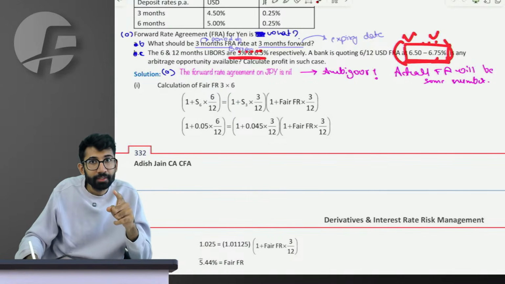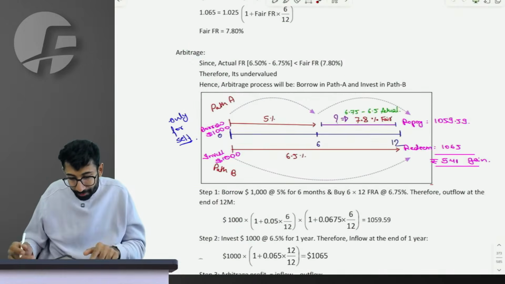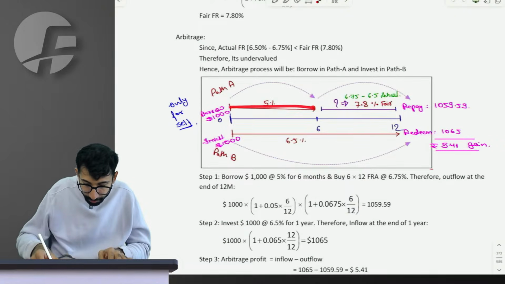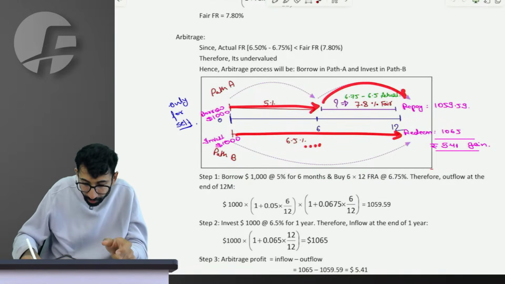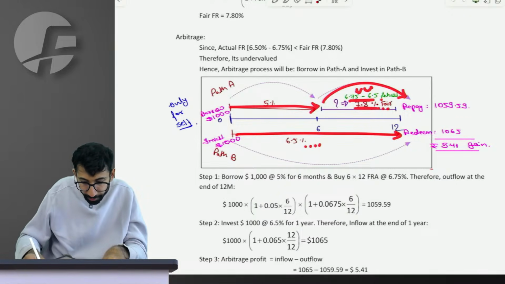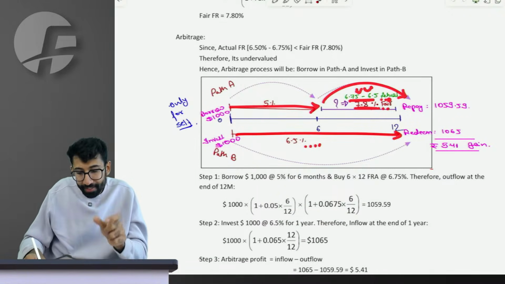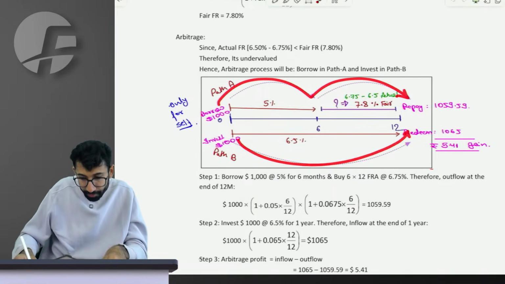What do we say? Since they are undervalued, we will borrow under path 1. Look at the chart. For 6 months, 5% is the rate. For the 12 months, 6.5 is the rate, then according to us 7 point it should be. If the actual is this particular rate, then what do we say? We say that borrow under this path and invest under this path.